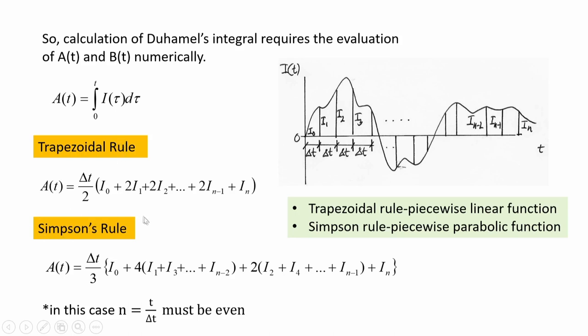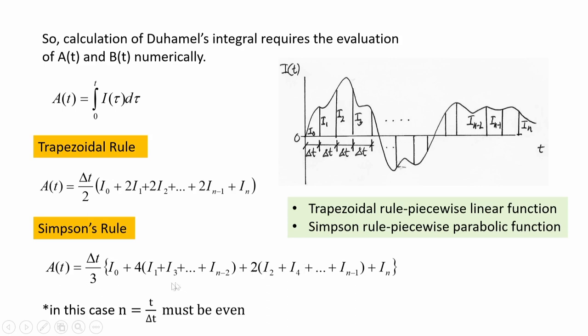Now let us see the Simpson rule of numerical integration. The Simpson rule assumes that the function is replaced by a piecewise parabolic curve. So here we use the one-third parabolic rule, that is, AT is now given as delta T by 3, and then inside the second bracket we write the first ordinate plus last ordinate, plus 4 times the sum of the even ordinates, plus 2 times the sum of the remaining odd ordinates.